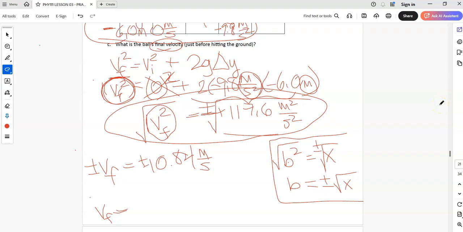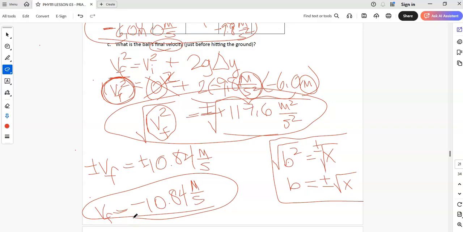Let's get rid of that. What actually happened in this problem? The ball was moving down. Its final velocity was downward, which means it's only the negative version of that velocity that we actually want for our answer. This is the only answer that makes sense.